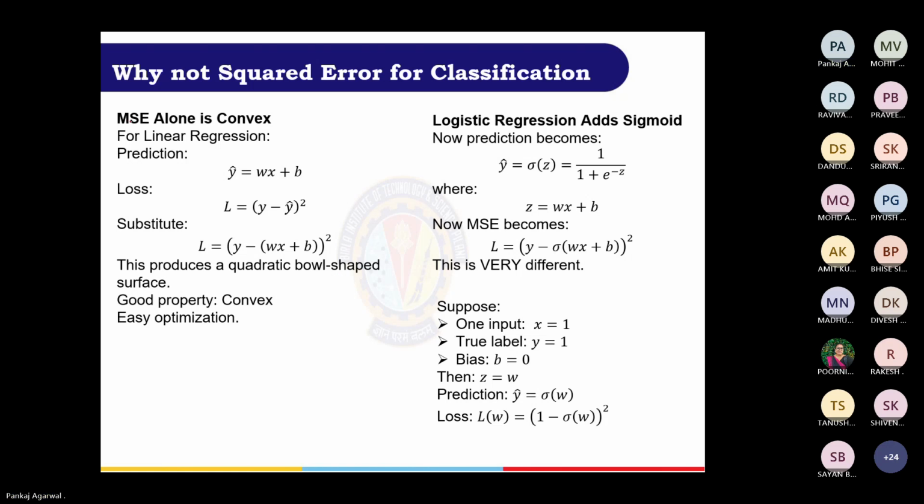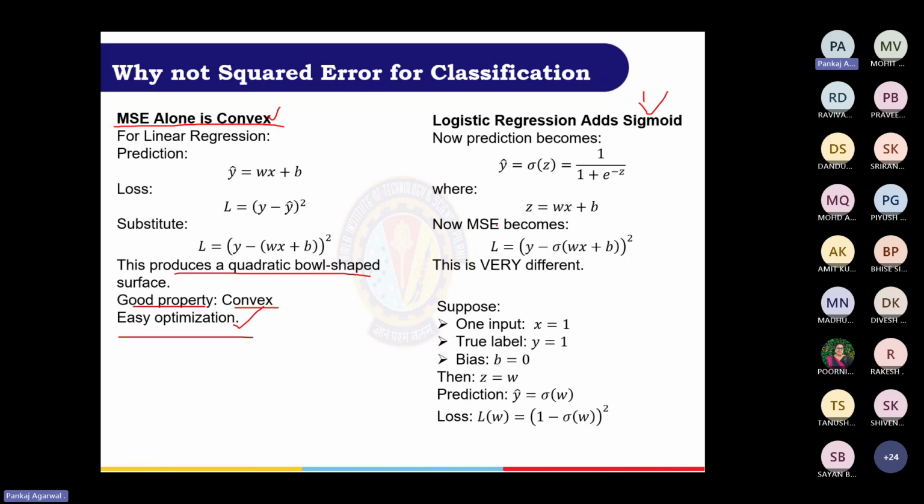Now, when we do MSE, if we are using MSE, it was purely convex, not an issue. If you remember, this produced a quadratic bowl shape, so it was a very good property of convex, and it was much easier for optimization. Now, what is happening over here in logistic? Logistic regression adds sigmoid, and the moment you add sigmoid, everything gets destroyed, and everything changes, the entire concept.